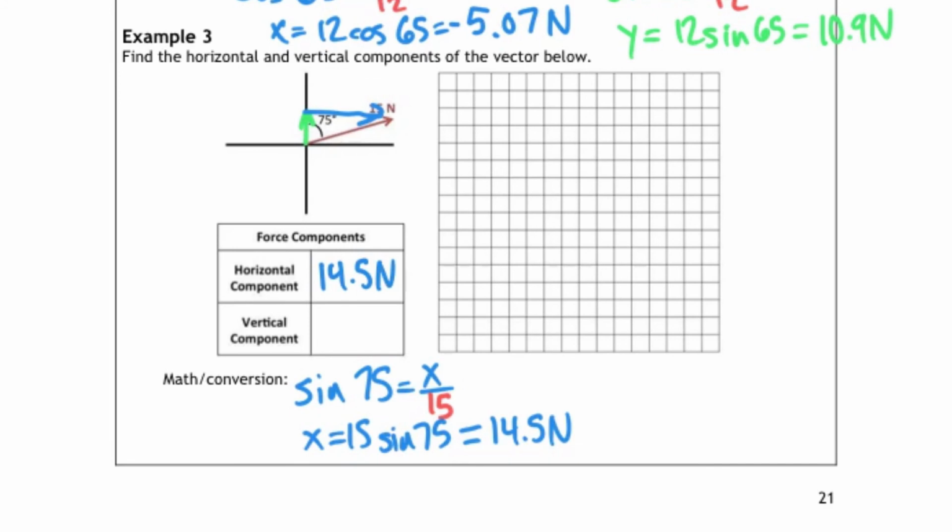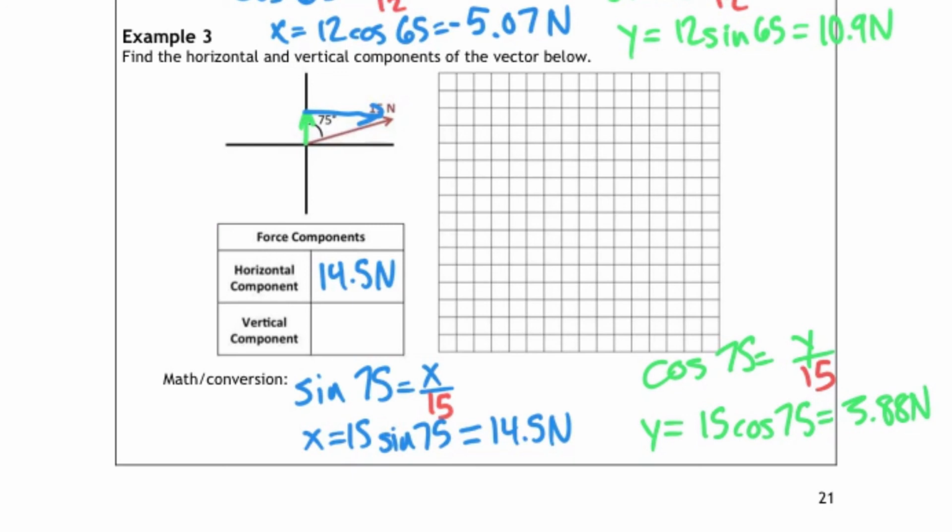For the vertical component, now this is the adjacent side to the angle, so I'm going to use cosine. Cosine of 75 equals the vertical component divided by the hypotenuse of 15. Plugging that into a calculator gives 3.88 newtons. That's up, so that's going to be positive 3.88 newtons.